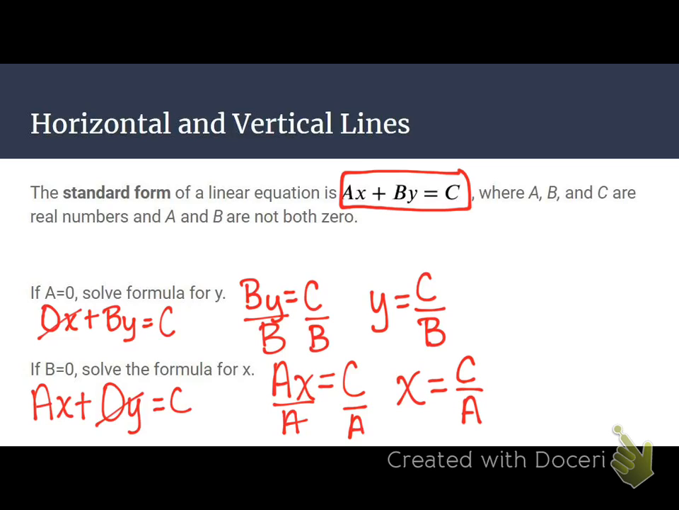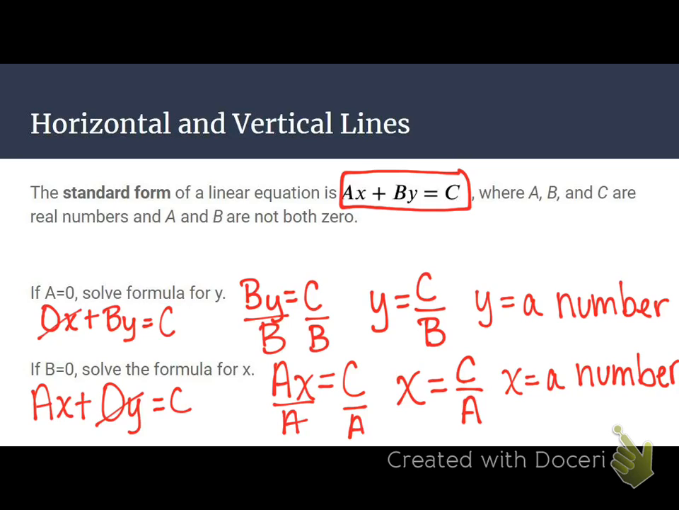Again, a, b, and c just represent numbers. So that means these equations of lines are just y equals a number, and the other one is that x would equal a number. So these are still considered standard form for these equations.